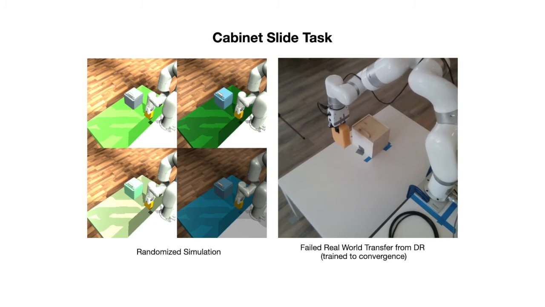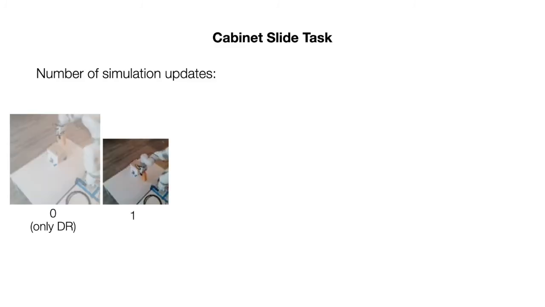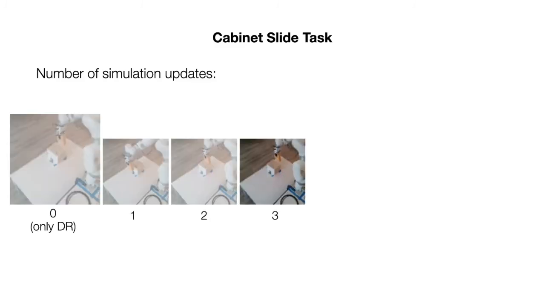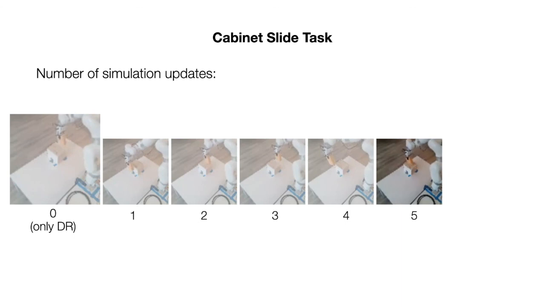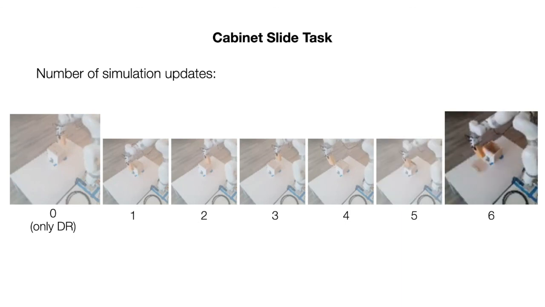We also demonstrate our method on a cabinet sliding task where we update parameters such as the cabinet sliding friction and the appearance of the seam. Once again, we see that as we iteratively auto-tune the simulator parameters to better match the real world, we're able to learn a policy more robust to transfer.